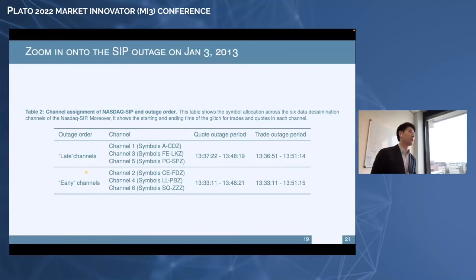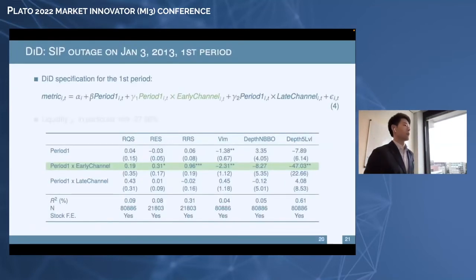So essentially, I can compare whether, after the beginning of the first glitch but before the second, I see liquidity drops more for tickers in the early channels versus tickers in the late channels. So here's what I find. Here are the difference-in-differences results.